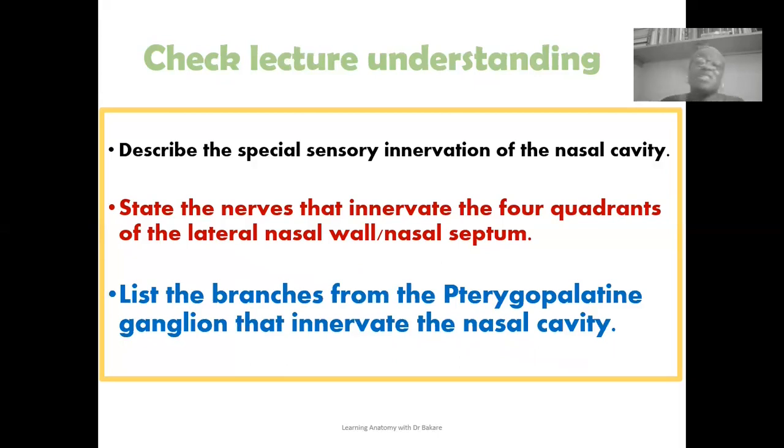We already established this also during the course of this lecture, that we have a number of branches from the Pterygopalatine ganglion, but it is just the nasal and also the palatine branches that are involved in innervating the nasal cavity. So it's good for us to be able to list these branches.